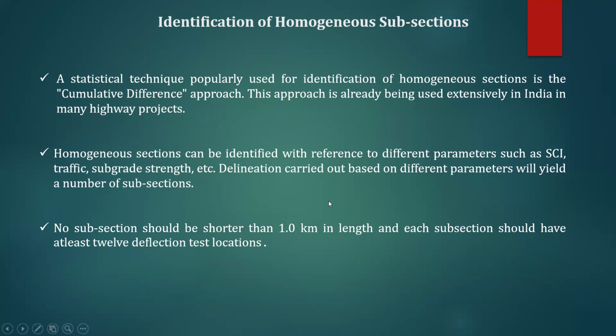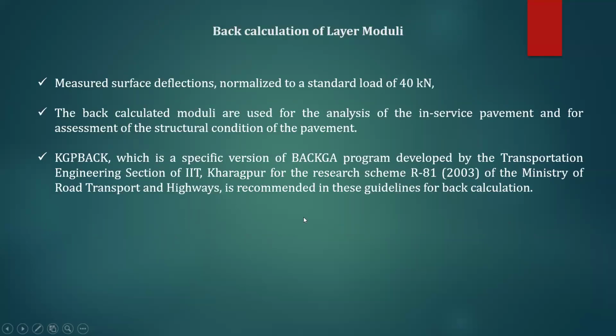As I told in the previous slide, the surface curvature index, traffic, and subgrade strength will be taken into consideration for designing the homogeneous section. No subsection should be shorter than 1 kilometer in length, and each subsection should have at least 12 deflection test locations. Once you take the deflections at the site, the measured deflections are normalized to a standard load of 40 kilonewton. The back calculated moduli are generally used for analysis of in-service pavement and for further assessment of the structural condition of the pavement. As I told, we are using KGPBACK.